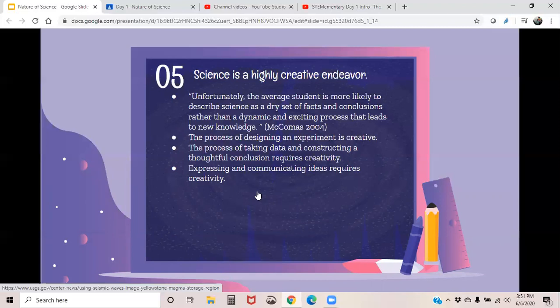How is that creative? Well, think about Michael Faraday, who actually had to come up with an experiment to provide, sorry, I shouldn't say to prove his thoughts, because science cannot prove anything, right? So to find evidence for his theory, he had to come up with a very interesting way to actually experiment with charged particles. And so that takes creativity.